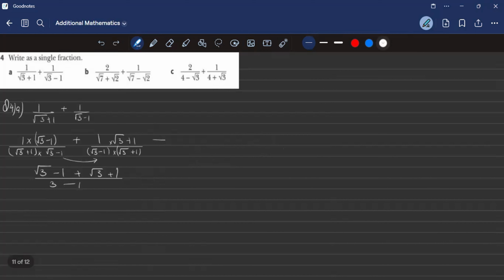Okay, so under root 3 plus under root 3 is equal to 2 under root 3. Minus 1 plus 1 cancels out. 3 minus 1 is 2, divided by 2. So this cancels out. So under root 3 is your final answer for question number 4, part A. Okay.